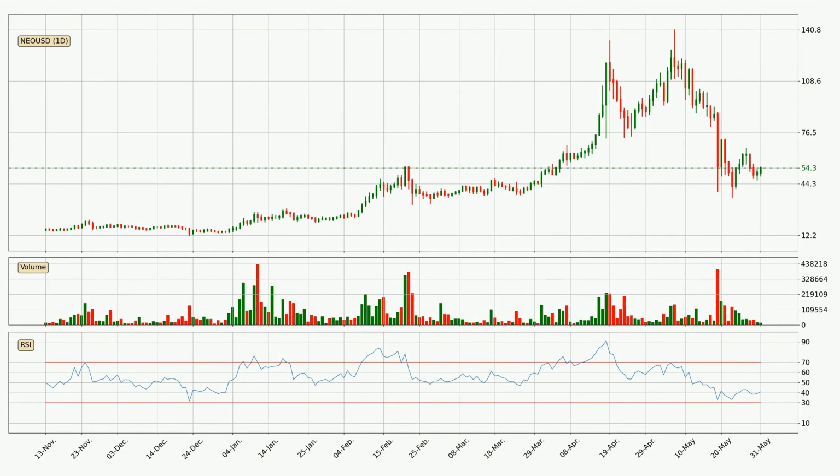Jumping to the daily relative strength index, the current daily RSI is at 41, so there are currently no signs of the crypto being overbought or oversold.